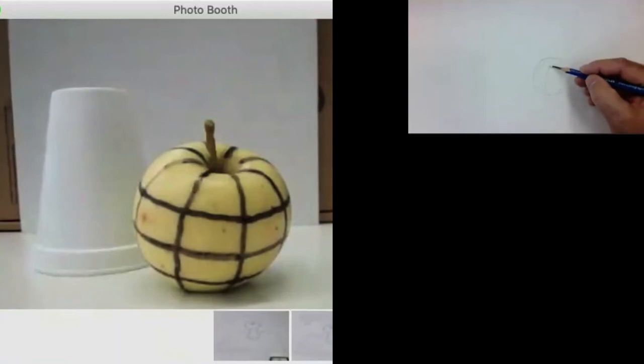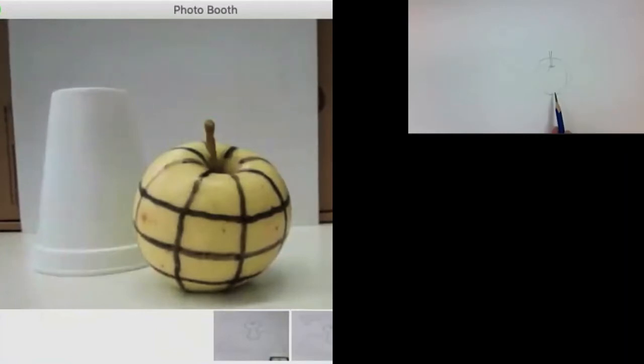Notice even the stem. The stem comes up and it goes through that edge. It goes beyond the contour of the apple. So now I'm at the bottom of my apple. And the question is, how do other things relate spatially?